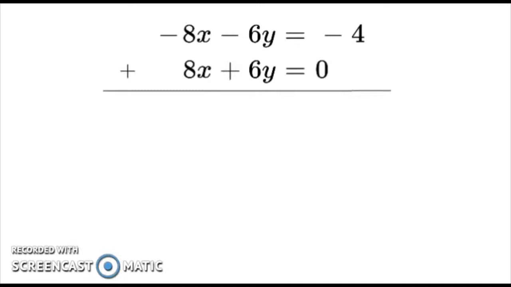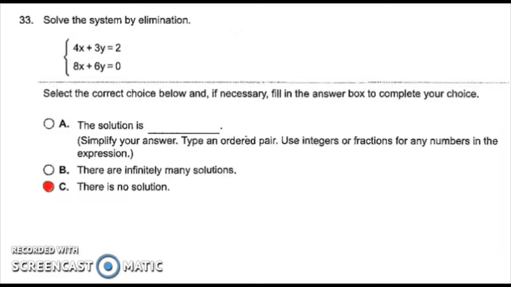Now I'm going to add. So adding them, I'll get 0 on this side equals negative 4 on this side. 0 does not equal negative 4. So that means that there is no solution. And that's your answer for 33.